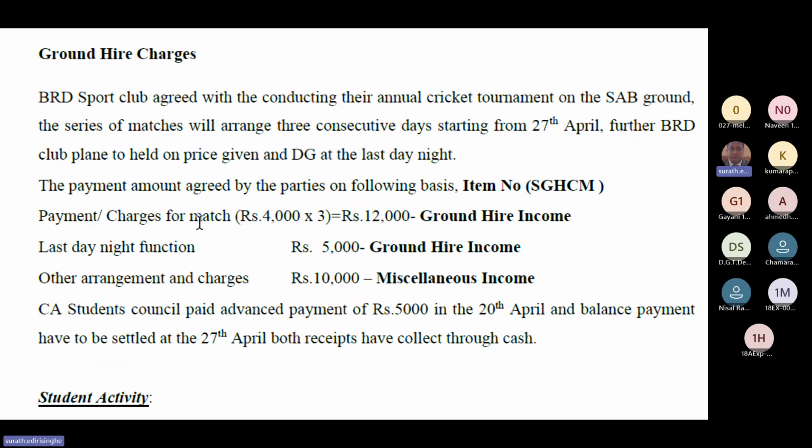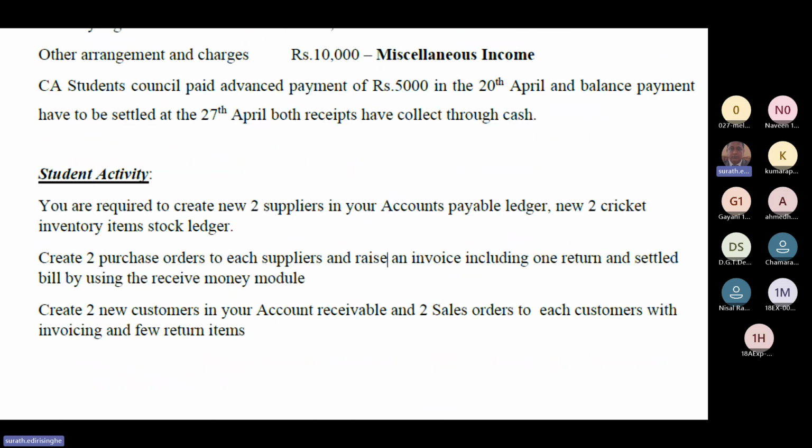Payment or charge for the matches: originally we decided on the club match 4,000 per day. Have you remembered that? 4,000 per day into 3 days, 12,000 for ground hire. Last day night function, ground hire income 5,000. And the last one, other arrangement and charges, miscellaneous income. Record this transaction. What is the support?